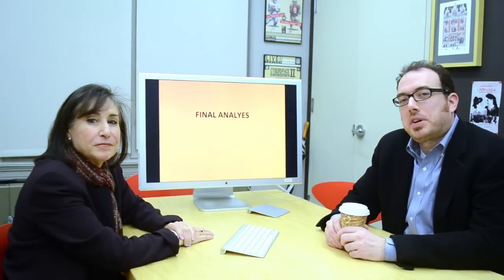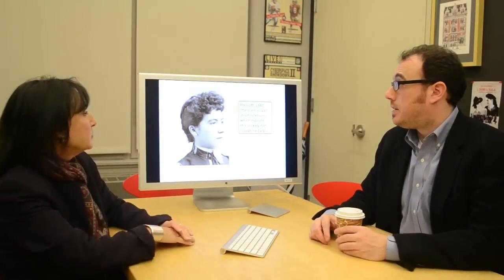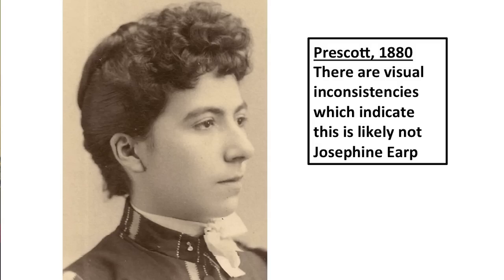Okay, we just want to do a quick summation and final analysis of the photo-to-photo comparisons that we did in this age regression. We'll start with the one photograph which we could safely eliminate as a possibility of being Josephine Earp, which was the Prescott 1880 photo. Too many visual inconsistencies to strongly say that this could be her.